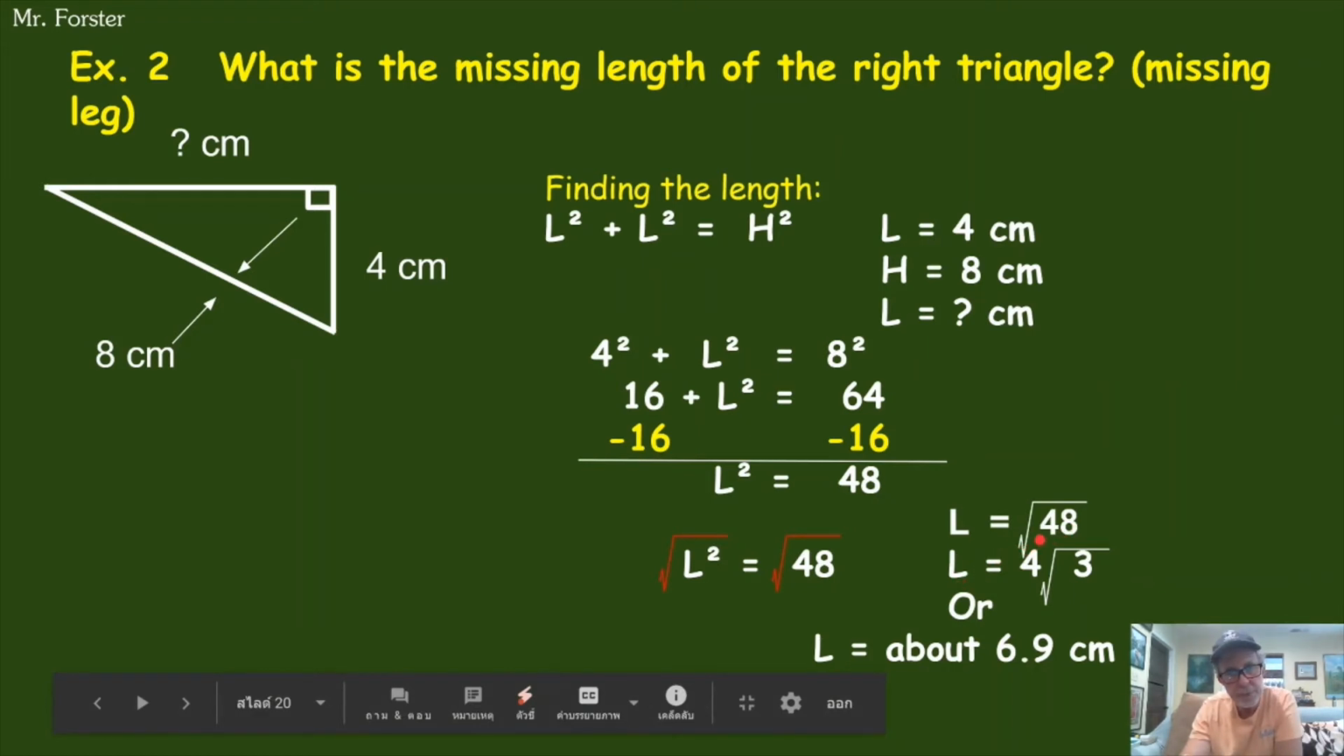However, that's not a perfect square. So it can be simplified, the square root of 48, since it's 16 times 3. Well, the square root of 16 is 4. And the square root of 3, of course, is an irrational number. So we could write it like that.